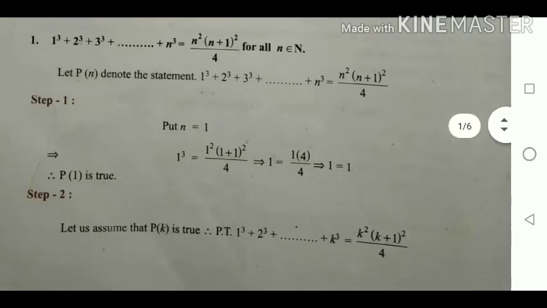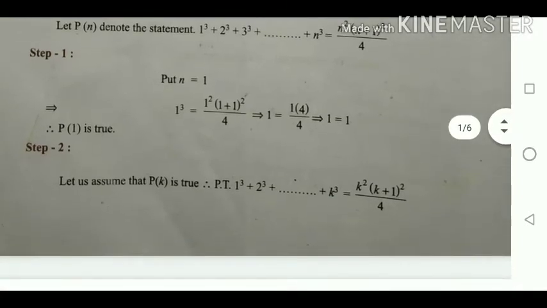Then the second step is, let us assume that P of k is true. In such case, instead of n we are writing k, that is 1 cube plus 2 cube plus etc plus k cube equal to k square into (k plus 1) whole square divided by 4. Instead of n we are writing here k. So if I substitute k, then also I am getting the same answer.